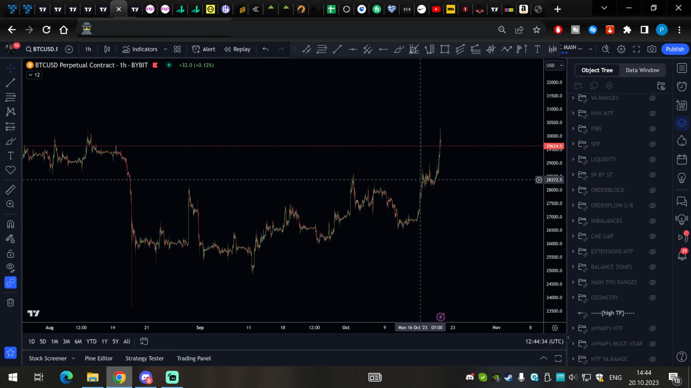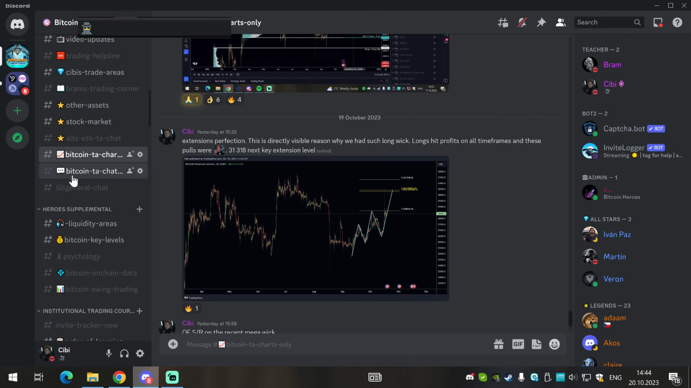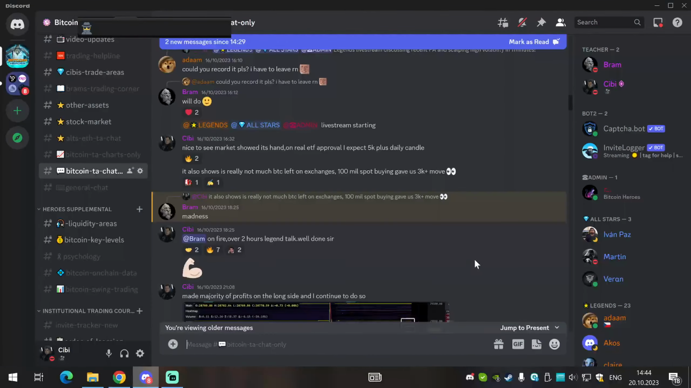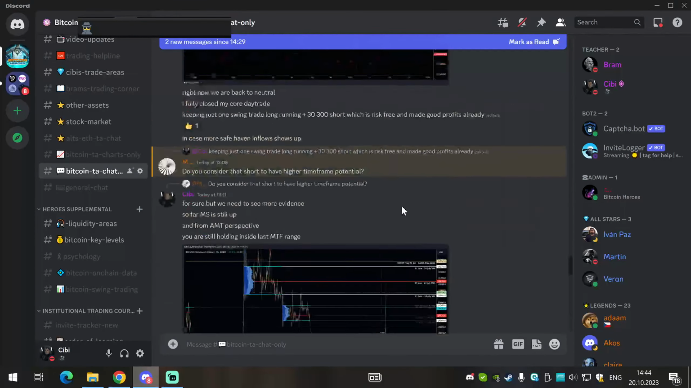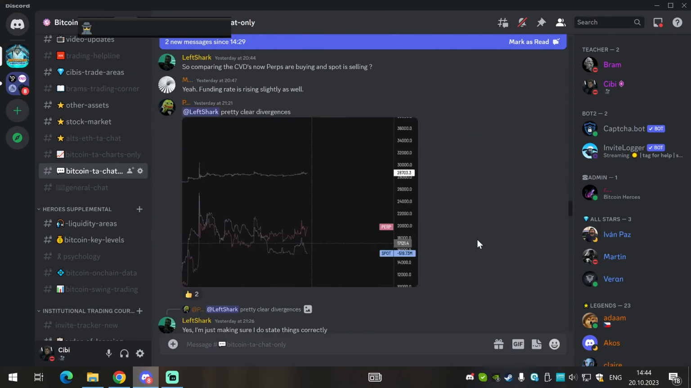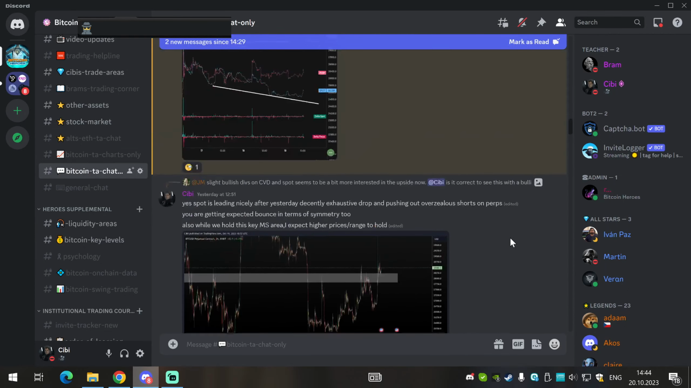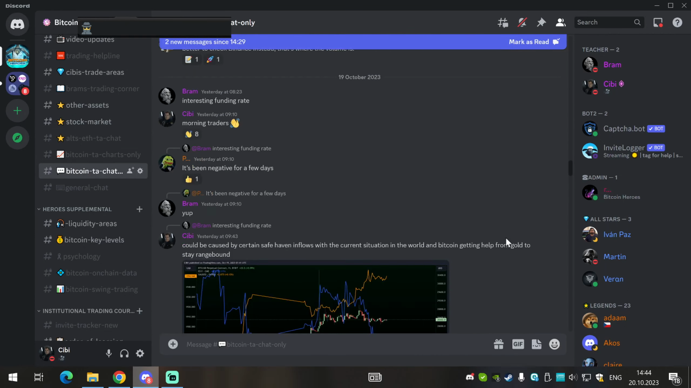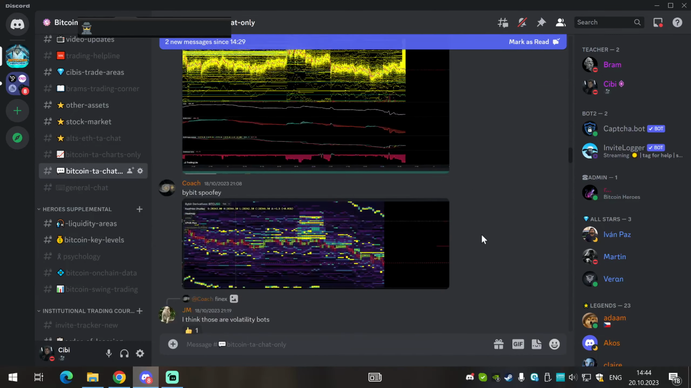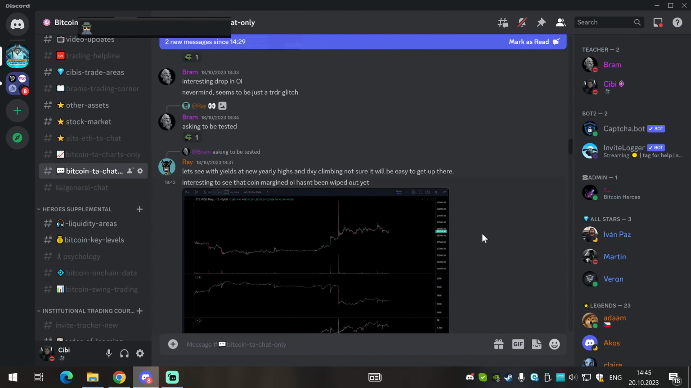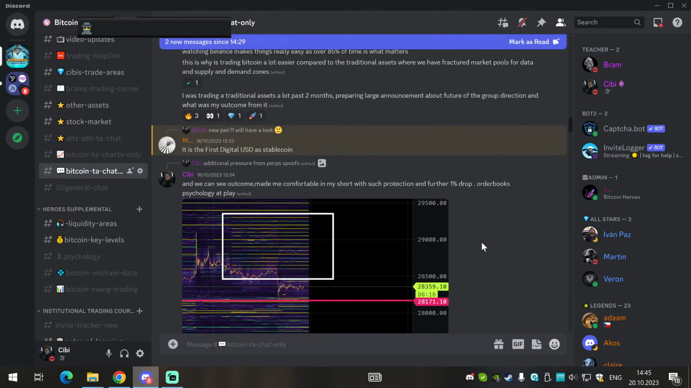Okay, and now we will have a look at this price action here, how I was guiding the group, and we were expecting higher prices to come. So we need to go to the Bitcoin ETH chat. Now let's zoom down first, and then I will go up so I can find where I started to post about it, so we don't skip anything. A bit further.